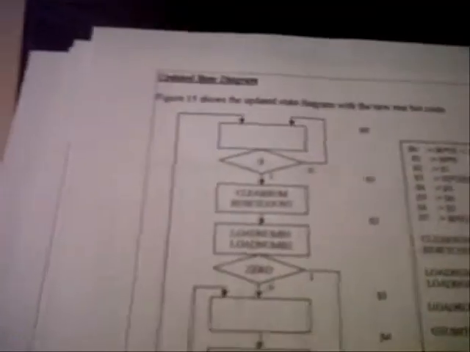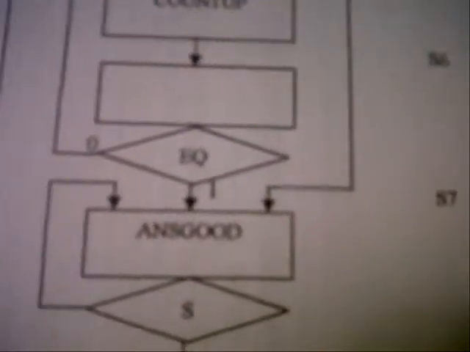Here we have the updated state diagram to allow for the 0 input. The 0 input is a decision diamond added in below the load num. If 0 input is high, it is looped straight to answer good. This changes the 1-hot code. Here I have included the 1-hot code.